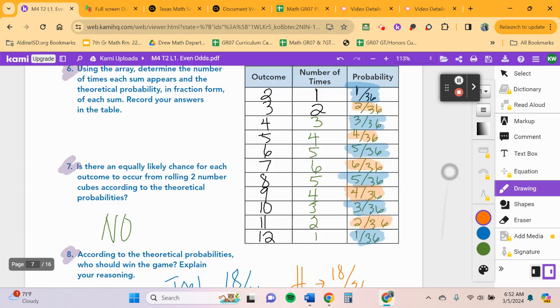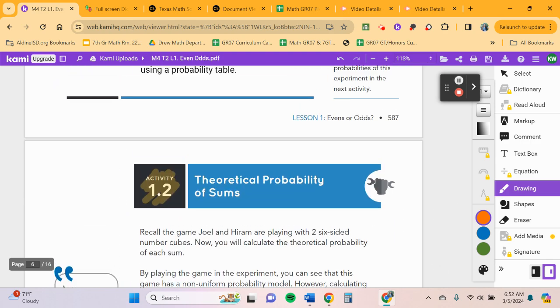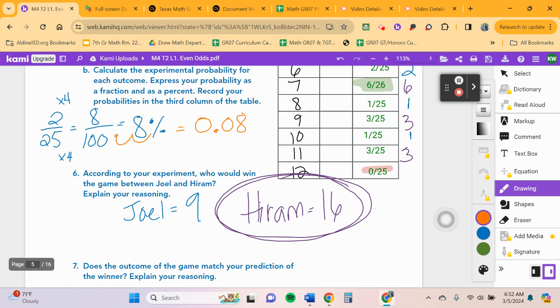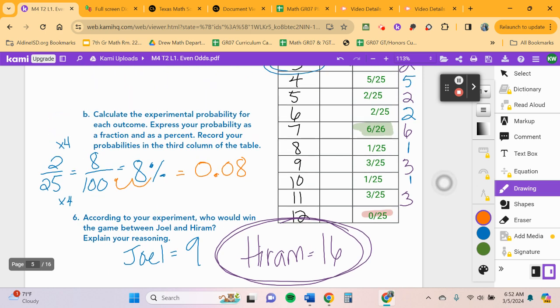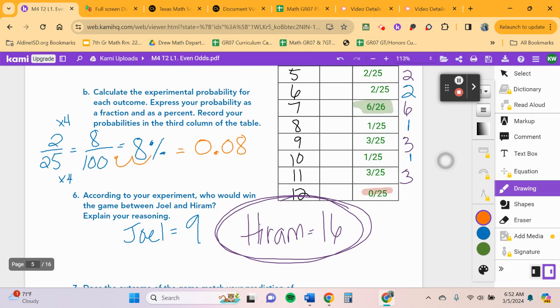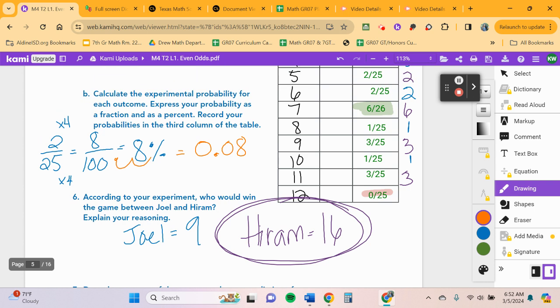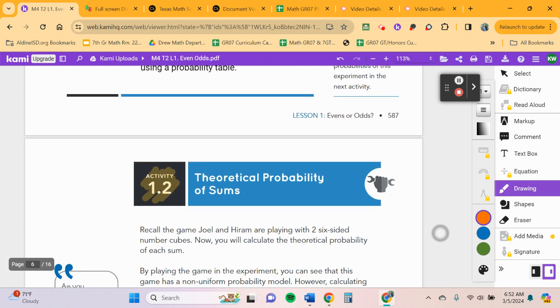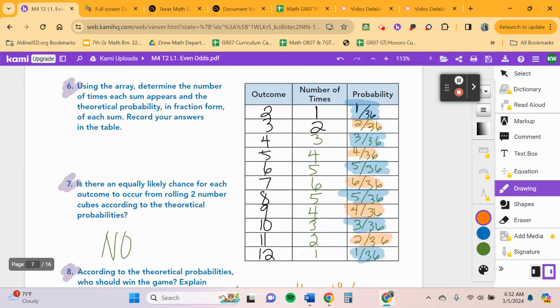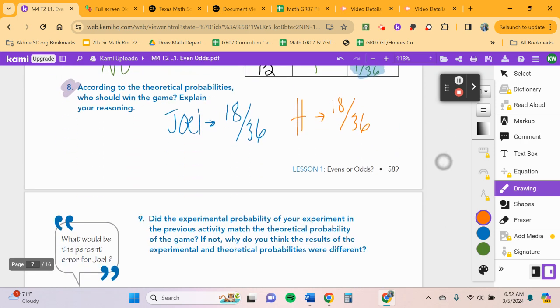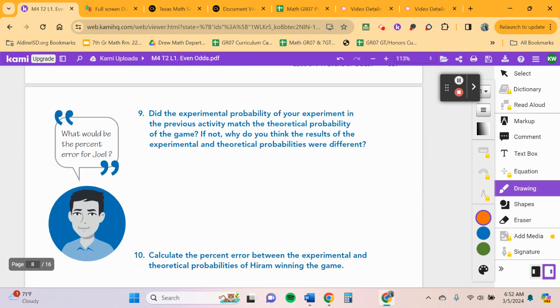So let's go back and remind ourselves of what that experimental probability got us. In the last activity, we saw from our experiment that Haram won with those odd numbers. So he had 16 points and Joel had 9 of the points out of 25, or 16 out of 25 probability. In our theoretical, they both had the same chance of winning. So now let's think about why those are different.